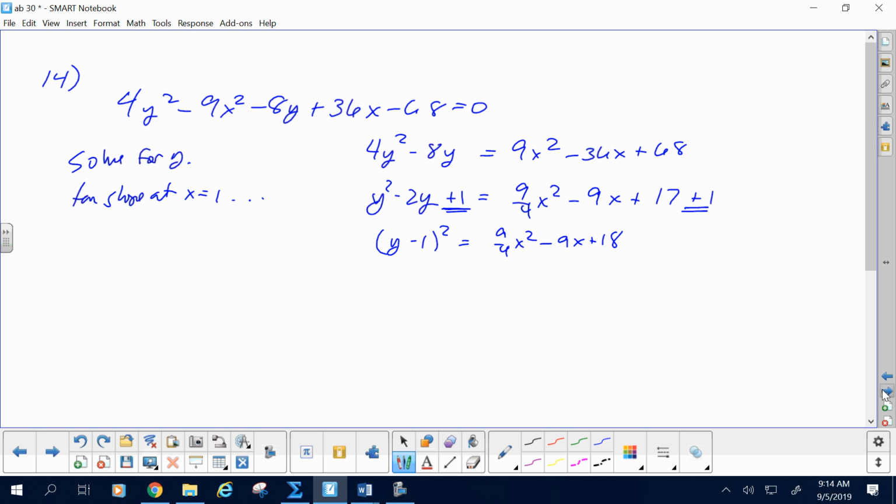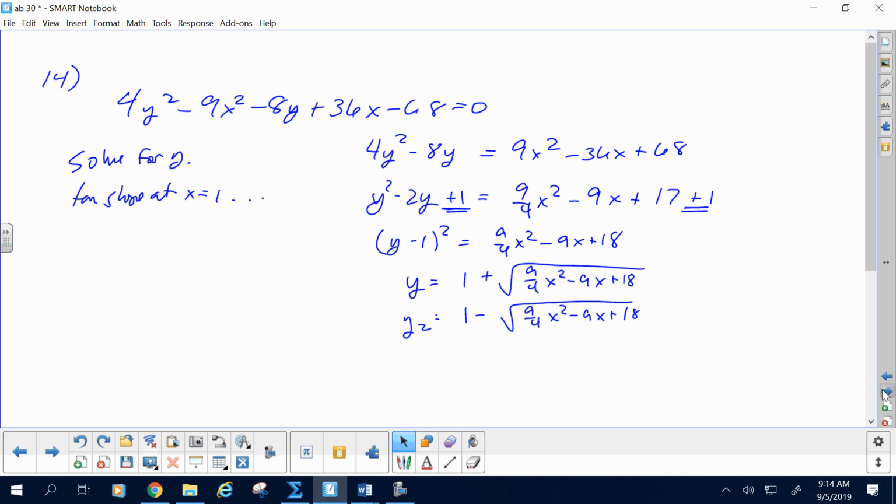All right. So then y is, when I square root it, plus or minus, and move the 1, isn't y 1 plus the square root of 9 fourths x squared minus 9x plus 18, or 1 minus the square root of 9 fourths x squared minus 9x plus 18? You concur.